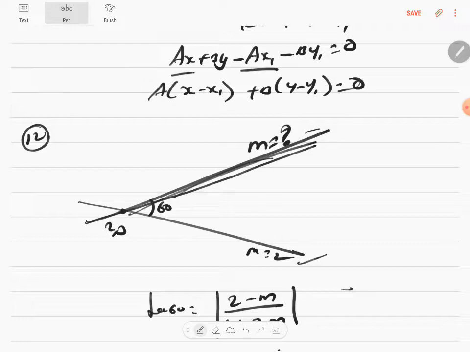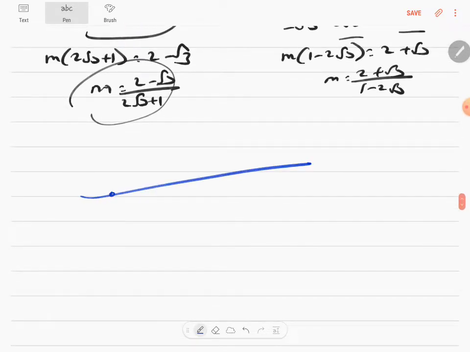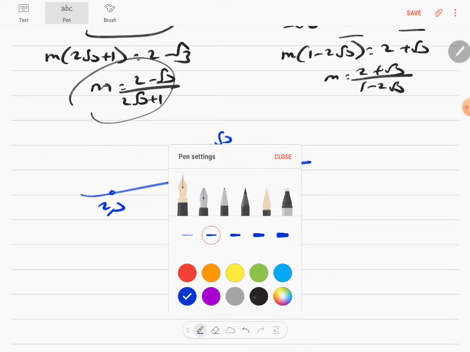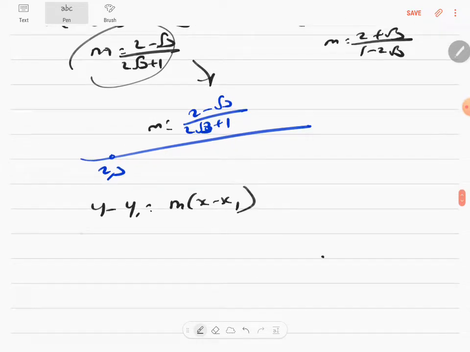Now that you know the slope which you found, and the point is (2, 3), you can consider this point as x1, y1 and find the equation of the line. The equation of a line joining (2, 3) with the slope being (2 - root 3)/(2 root 3 + 1), or one of these equations. You know the equation will be y - y1 = m(x - x1), using this as a slope. So y minus, this is x1, y1, so y - 3 = (2 - root 3)/(2 root 3 + 1) into (x - 2).